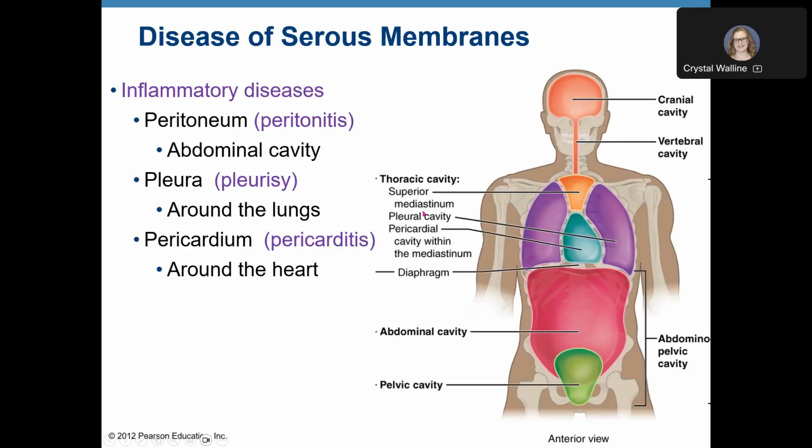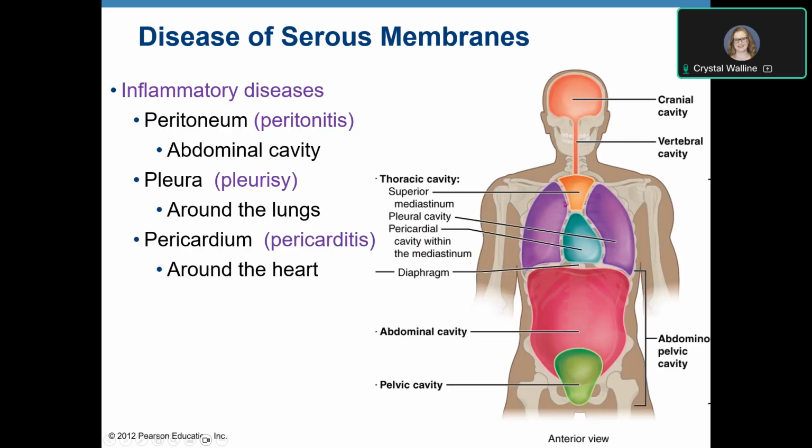There are also diseases associated with serous membranes. So inflammation of the peritoneum can result in peritonitis. The peritoneum is a serous membrane that you find in the abdominal cavity. So that's this pink portion here.